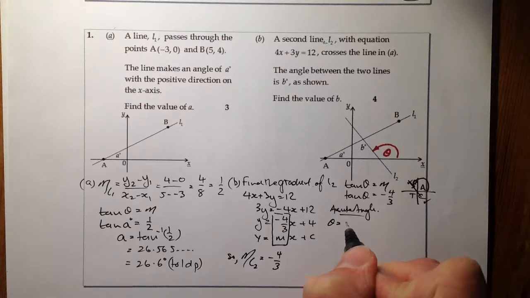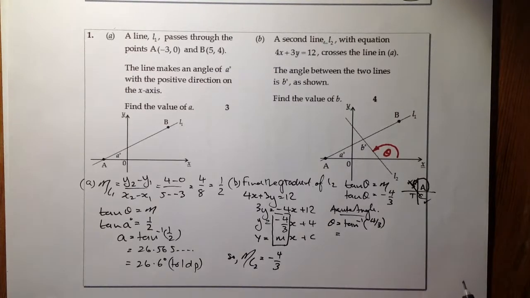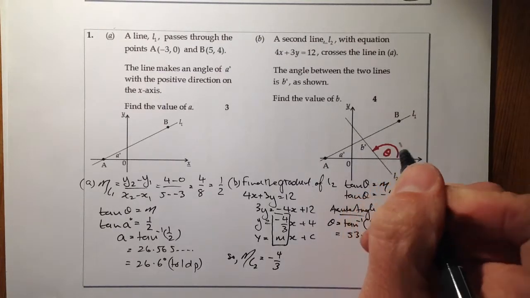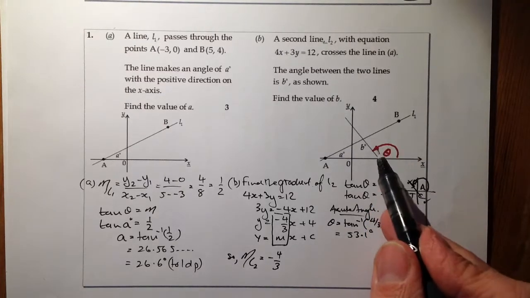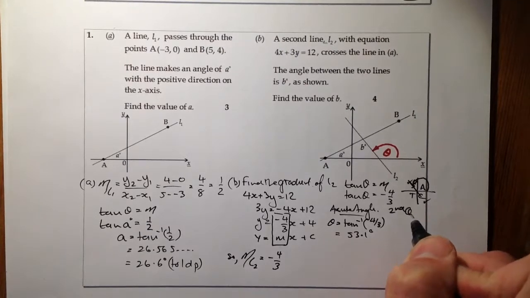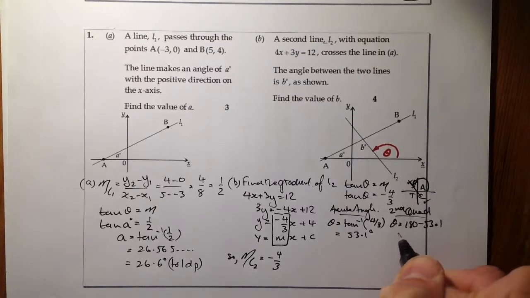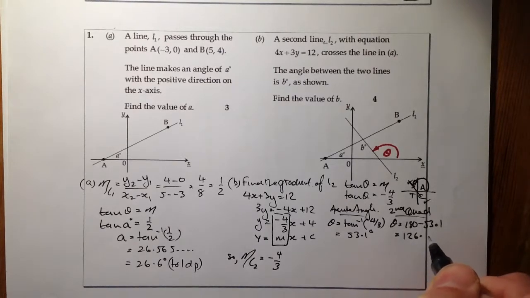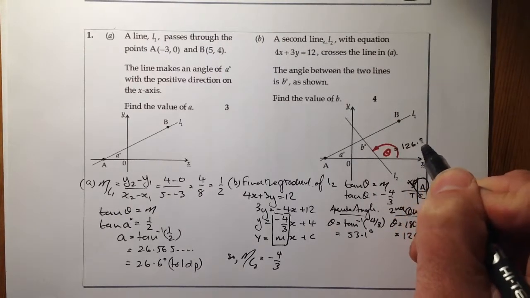So theta is equal to the inverse tan, dropping the minus because I'll deal with that afterwards, of 4 over 3. That gives 53.1 degrees, so that's that angle there. Now let's work out the obtuse angle. In the second quadrant, theta is equal to 180 degrees minus 53.1, which gives 126.9 degrees. So that angle there equals 126.9 degrees.